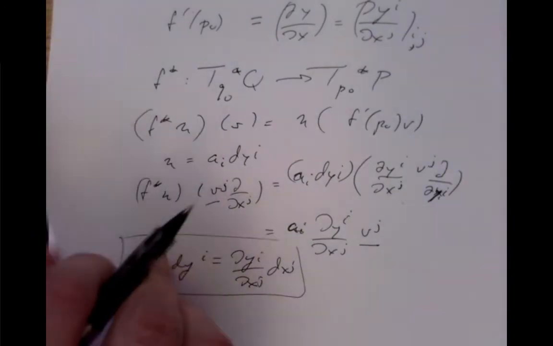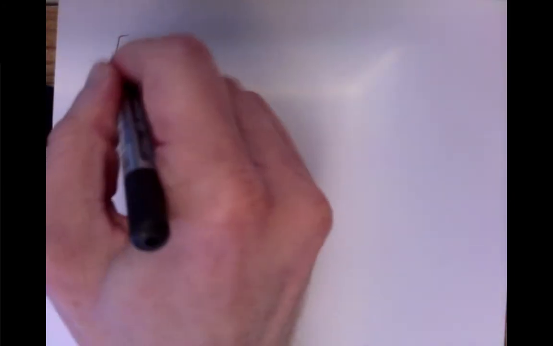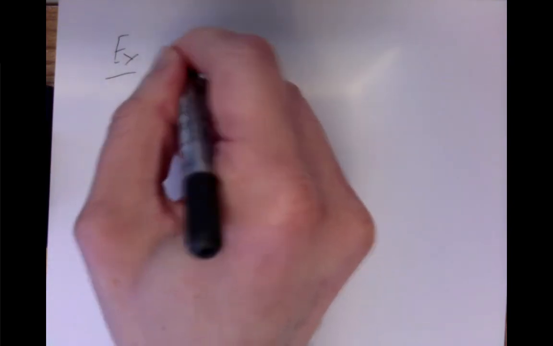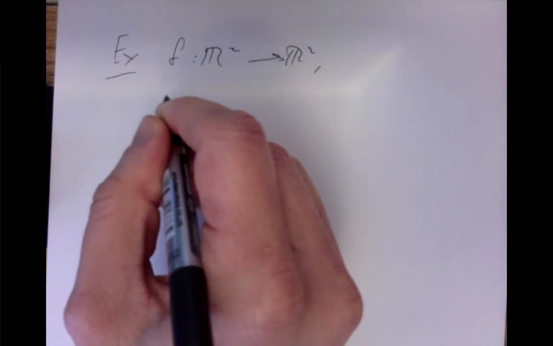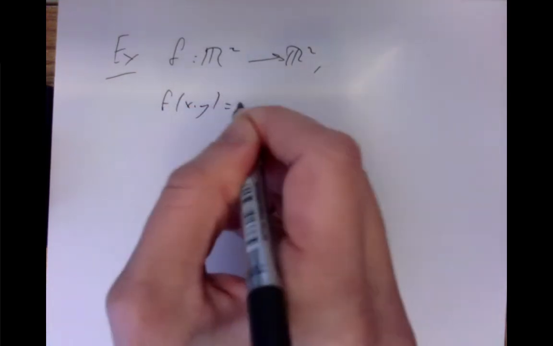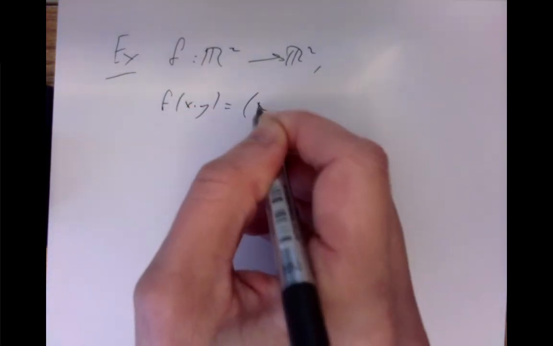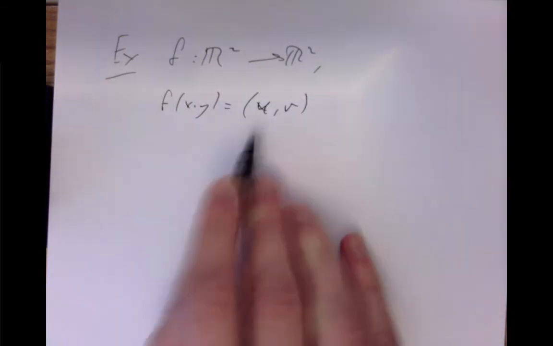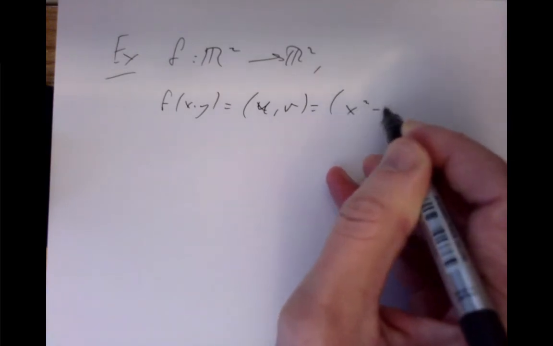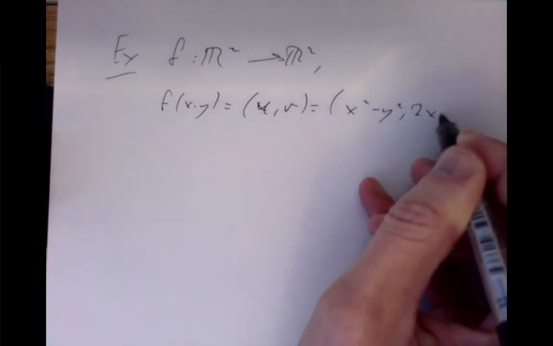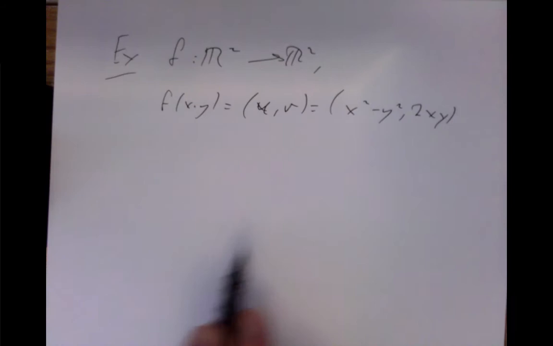So to make it even more concrete, we can just compute a simple example of an actual map. Let's make our map take the plane to the plane. Let f of x, y be u, v; u, v will be the names of the output variables. These are the input variables, x, y. Outputs are u and v, and u is going to be x squared minus y squared, and v is going to be 2xy. So it's a nonlinear map, very, very simple.